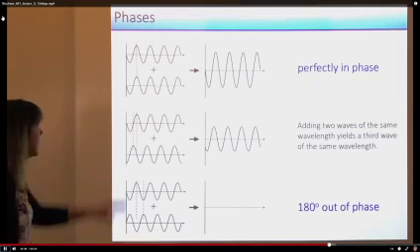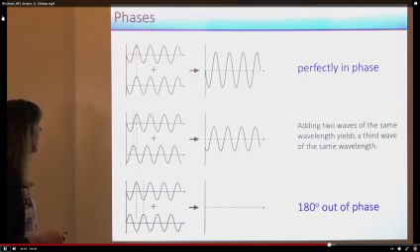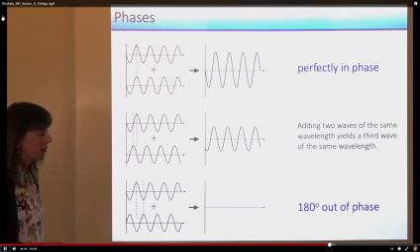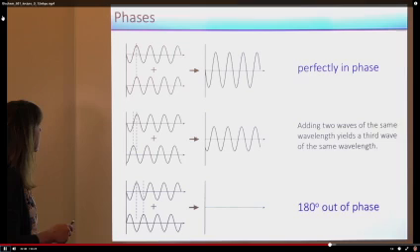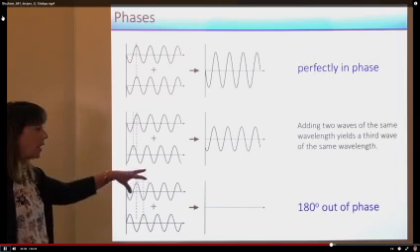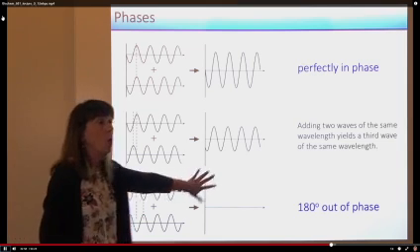So here we go. If you look at 2 waves, if they're perfectly in phase, you get this doubling. If you add them and they're not in perfect phase, you get that kind of wave. But in the case of destructive interference, they're completely out of phase, 180-degree phase, you won't get anything.